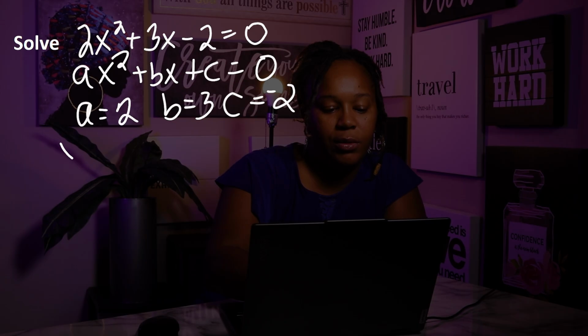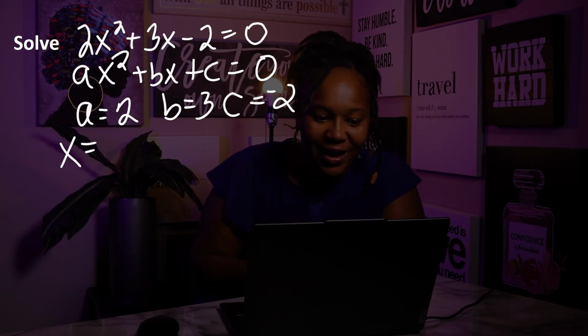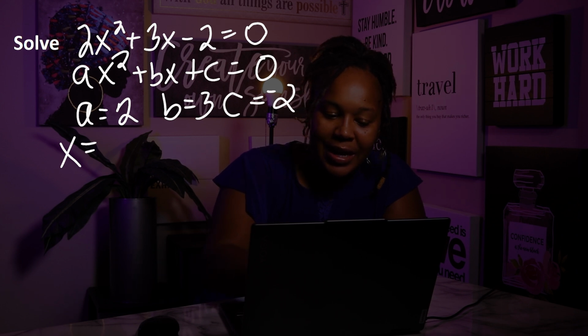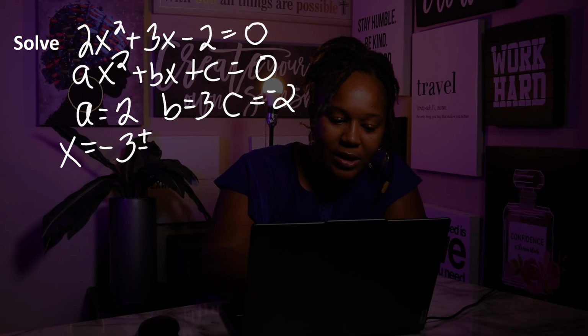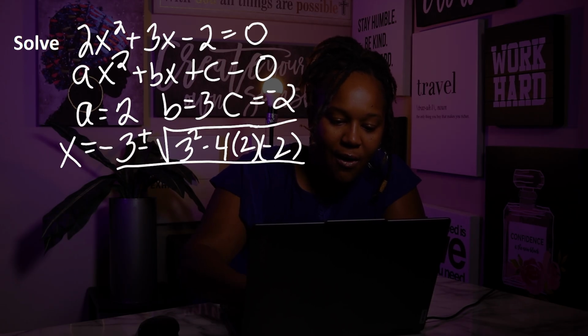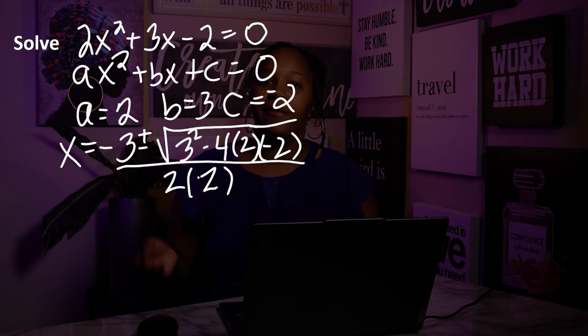Once you have identified your a, b, and c, now it's just a matter of plugging it into that quadratic formula. All right? And you might have to slow it down, just so you can write the numbers in it, all right? So it goes a little something like this. X equals negative b plus or minus square root b squared minus 4ac all over 2a. All right, so I've plugged in every a, every b, and every c.